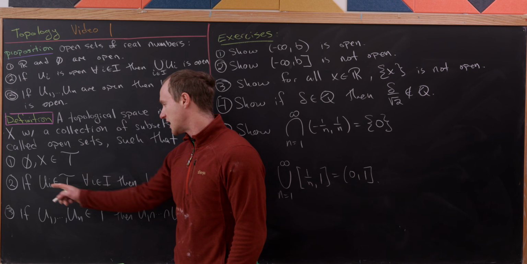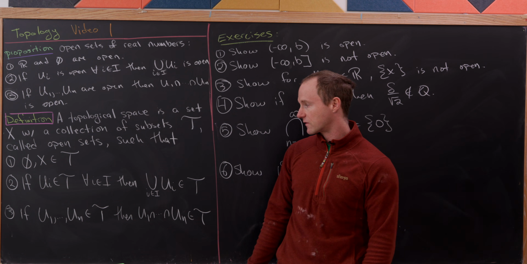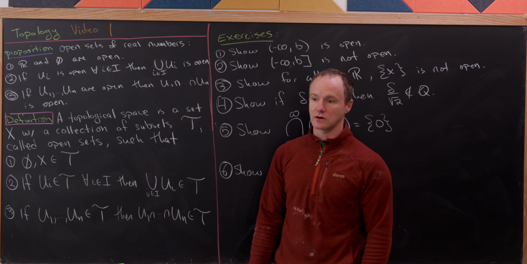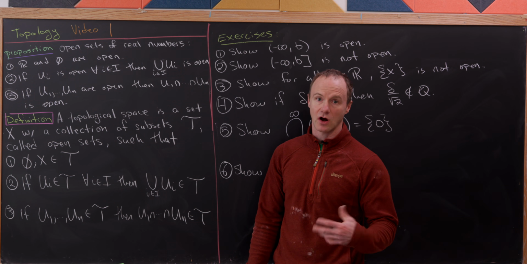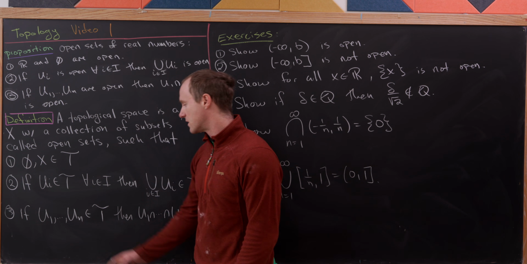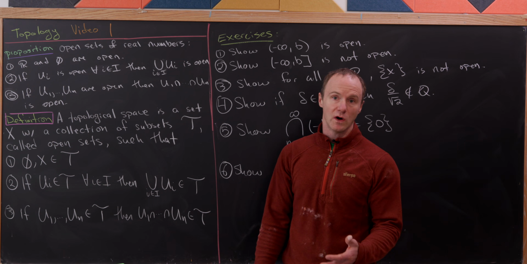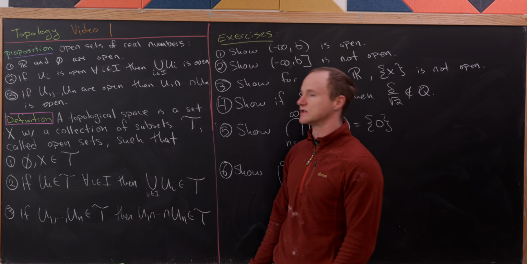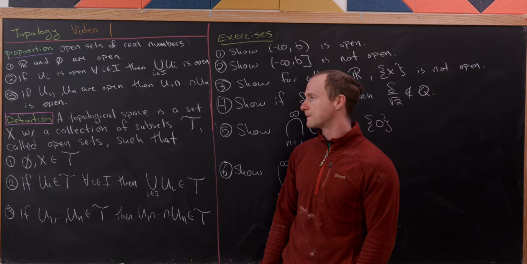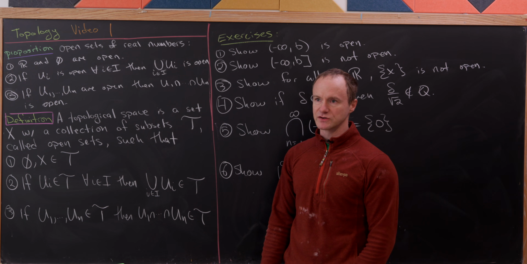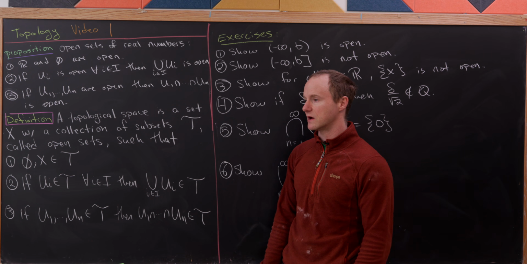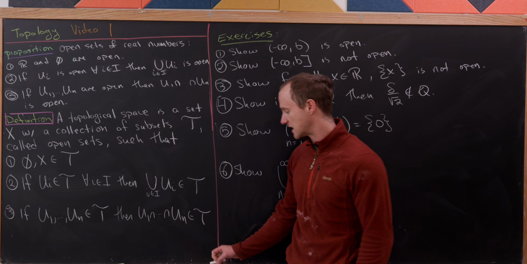If you've got U_i, an element of T, for all i in an indexing set I, then the union of all the U_i's is also an element of T. So in other words, arbitrary union of open is open. And then if you've got a finite number of sets in T, U_1 to U_n, then their intersection is also in T. In other words, finite intersection of open is open. Okay, so in upcoming videos, we'll look at other topological spaces other than the normal one of real numbers, obviously, to give us some more examples.